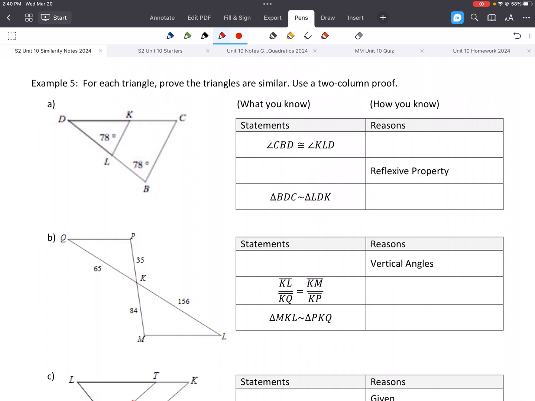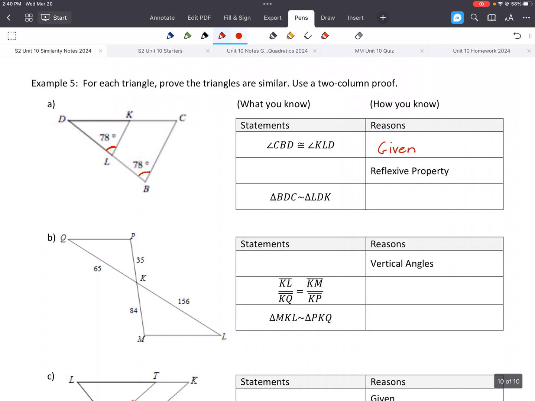So for example, if we have this first statement, that is saying that angle CBD, so CBD is this angle, is congruent to angle KLD, which would be this angle. And so what would be our reasoning? How do we know that those are the same, that they're congruent? Well, it's given to you. It's written there. We have 78 degrees and 78 degrees. So that could be one of our things that we could write would be given.